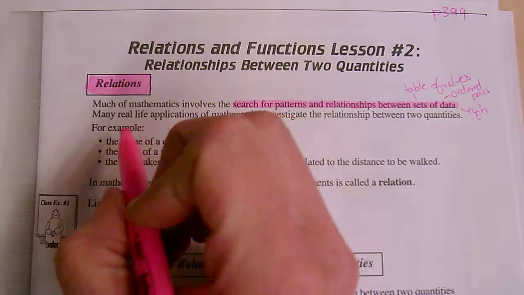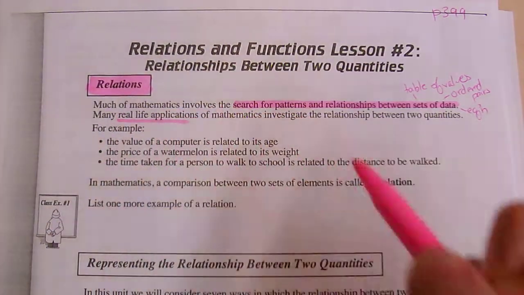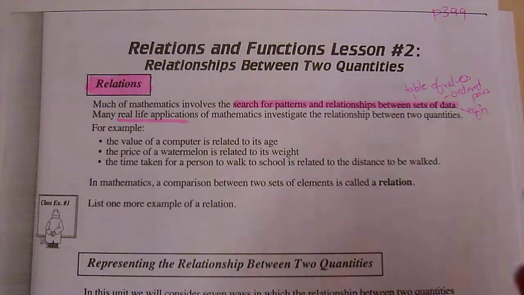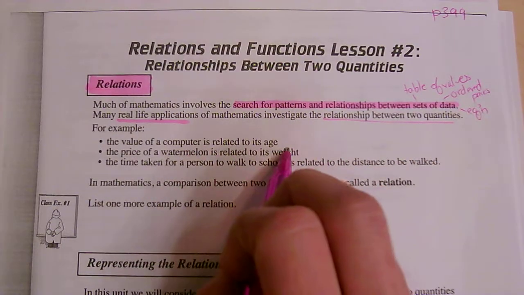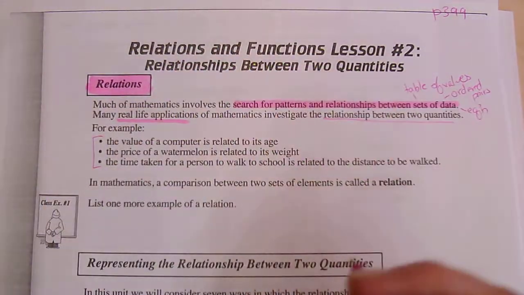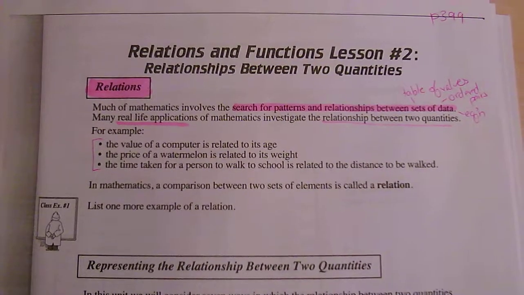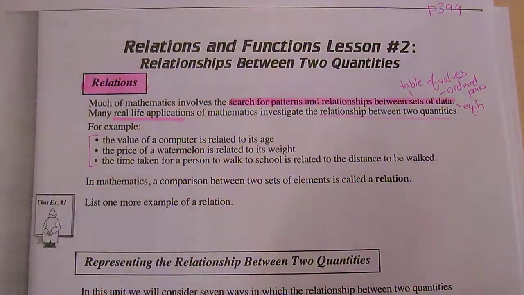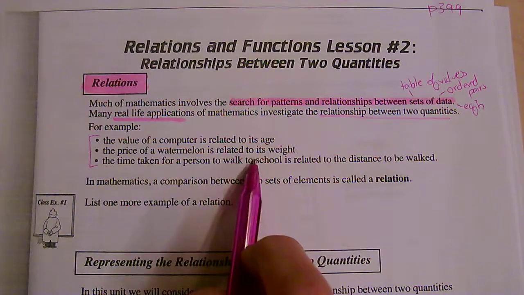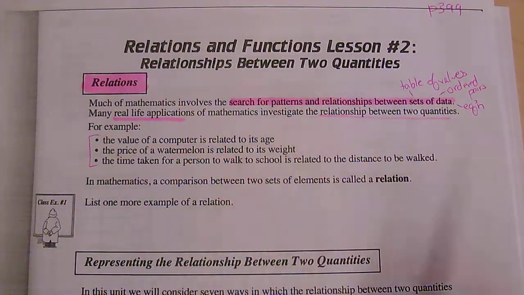And of course, the reason why we do this, there are many real-life applications of math that look at the relationship between two quantities. So even if you're heading to Edmonton and you want to know the relationship between the time it takes you and how fast you travel. Here are some other examples. The value of a computer related to how old it is. The price of a watermelon related to its weight. Or the time taken for a person to walk to school related to the distance being walked.